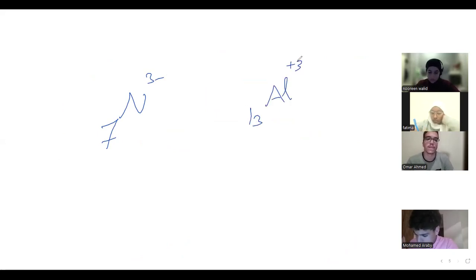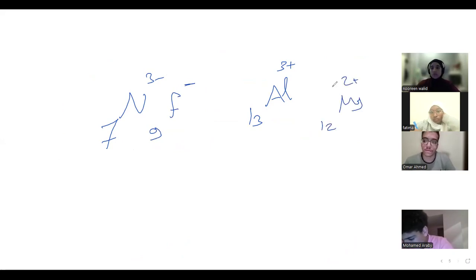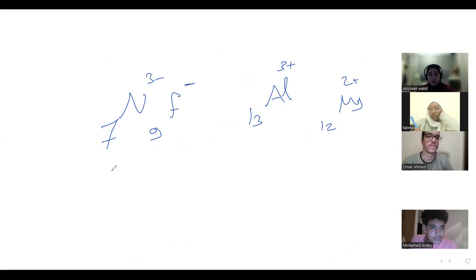So if we have N7 negative 3 and Al13 positive 3, and if we have F negative 1 and 9, Mg12 2 positive. Muhammad, in case of N7 and negative 3, how many protons? 7. Electrons?